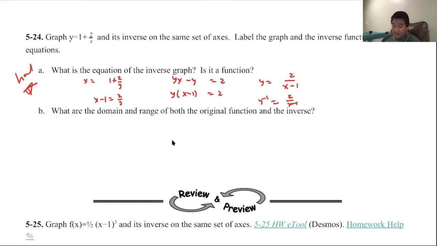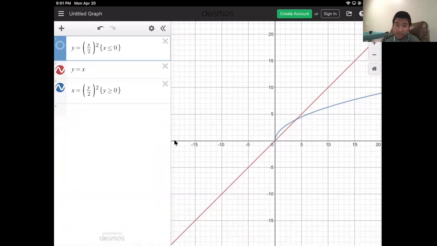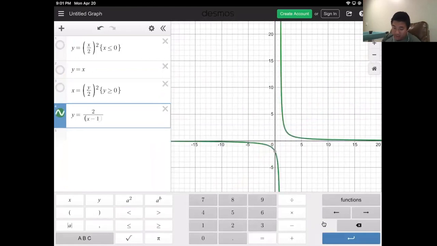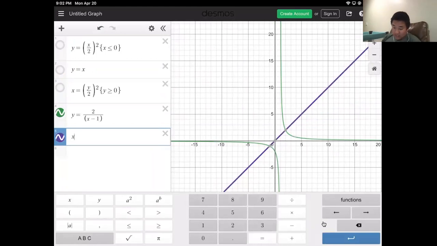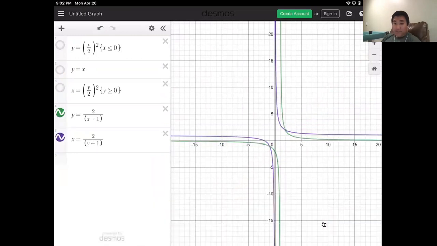Let's graph them. 2 divided by x minus 1, and then I think you can do x equals 2 divided by y minus 1. That gets you your graph.